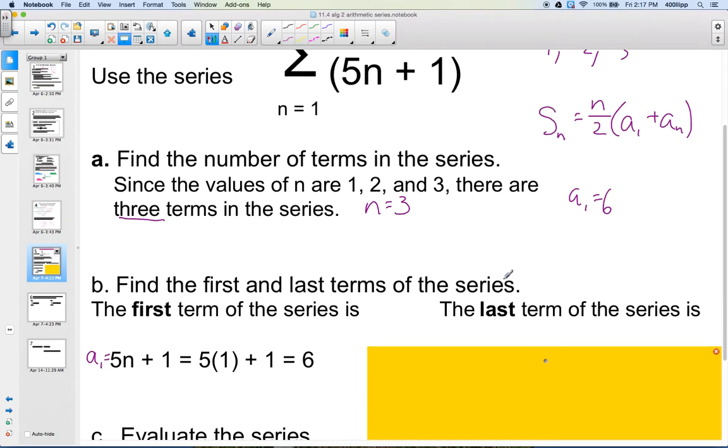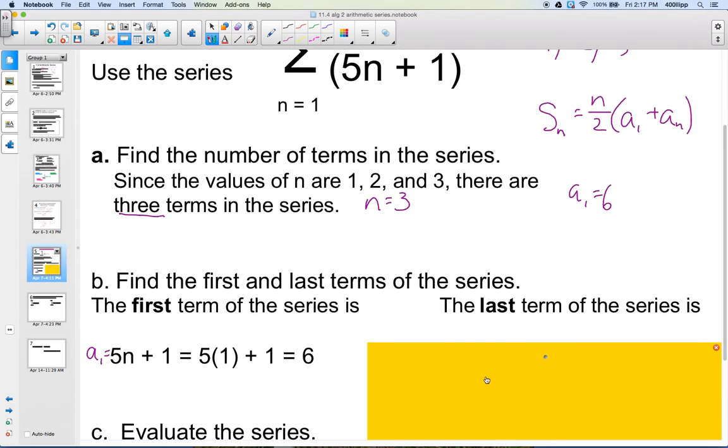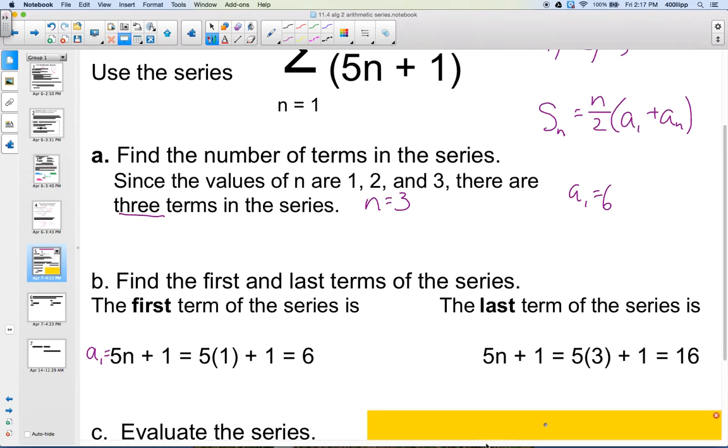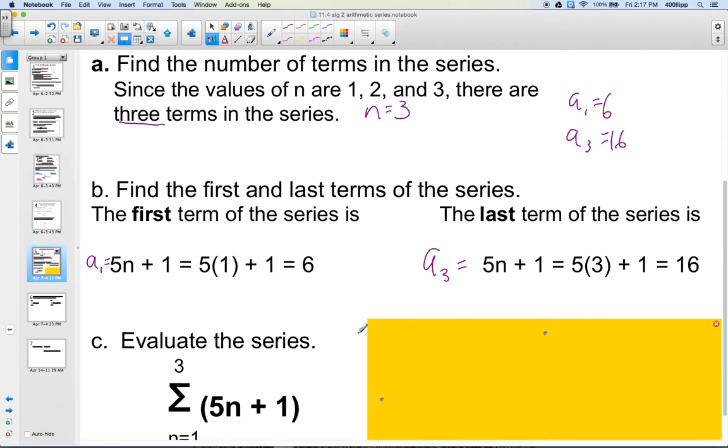Our last term here, we're going to plug in for 3. So a sub 3, we're going to plug in 3 for your n. 5 times 3 is 15, plus 1 is 16. So your last term, which is a sub 3, is 16. And then we're going to evaluate the series.